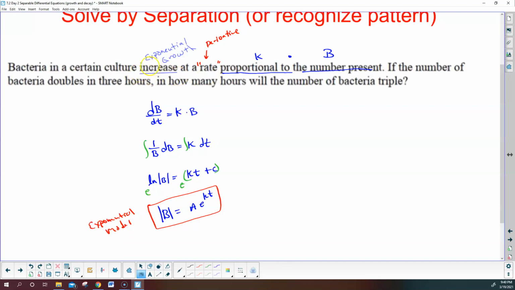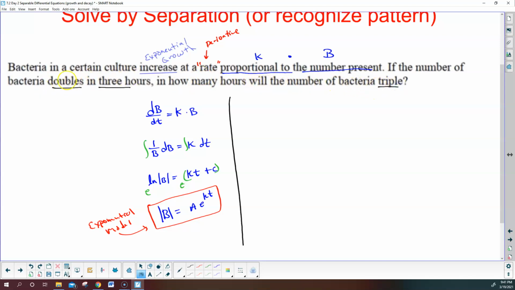What I'm talking about is if you recognize that it's just proportional to itself, the amount of bacteria is proportional to itself, you can skip all this work and just write the PERT formula. Okay? It takes some practice to get really good at that. But now, what do we know? If the number of bacteria doubles in 3 hours, how many hours will it take for it to triple?